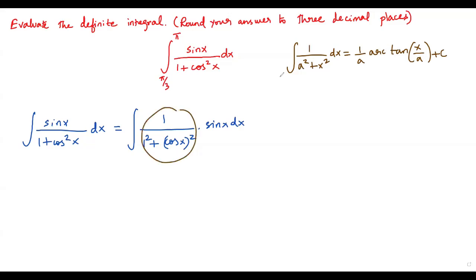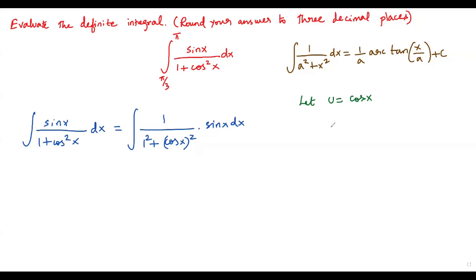Now to get this exactly in this form, I need a single variable in the place of cosine x. What do we have to do for that? We have to use substitution. That is, we have to substitute a new variable u for this cosine x. Let me do it. Let u is equal to cosine x. Now I have substituted a new variable u for cosine x.